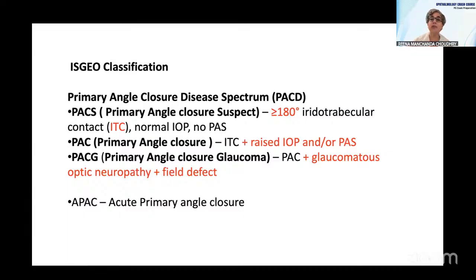And the other thing you have to remember is that an acute angle closure attack is defined as acute primary angle closure. They usually don't call it acute angle closure glaucoma, because sometimes despite developing an acute angle closure with very high pressure, if you control it in time, you can still sail through without causing an optic neuropathy in some eyes. Hence, it is classified as APAC, which is acute primary angle closure.